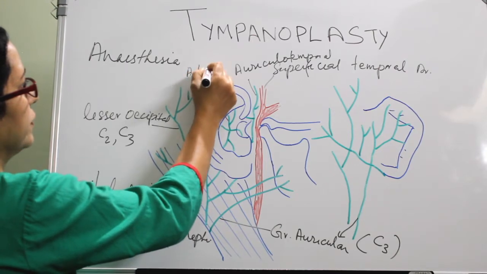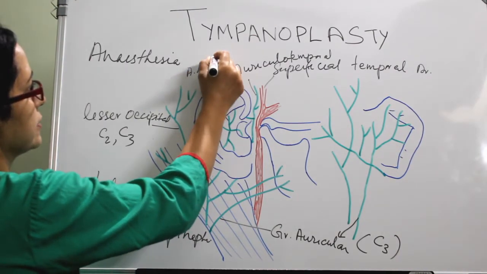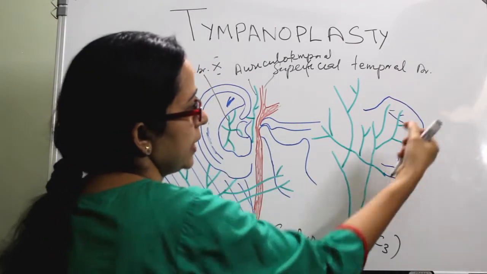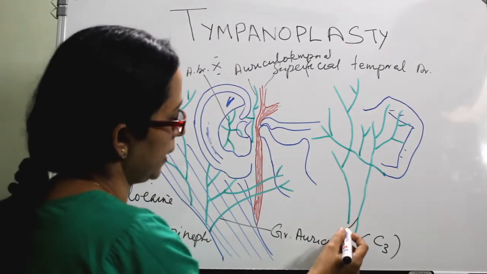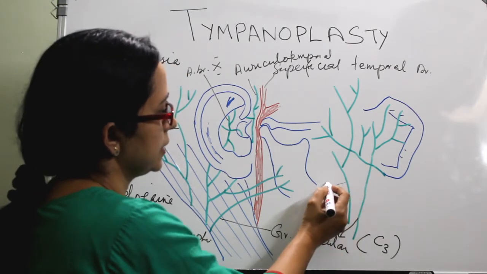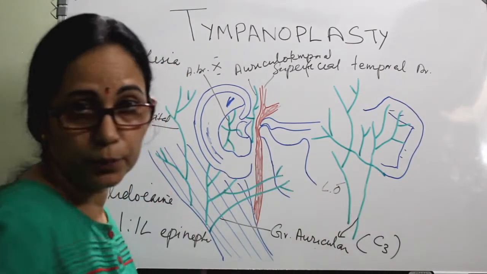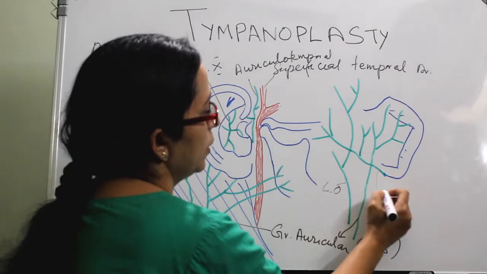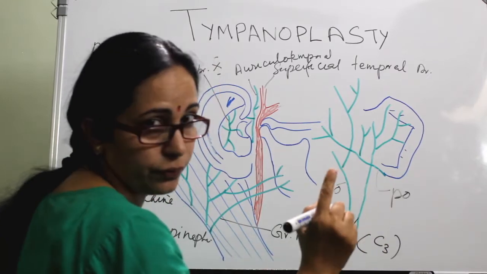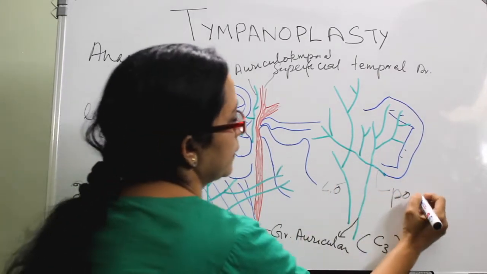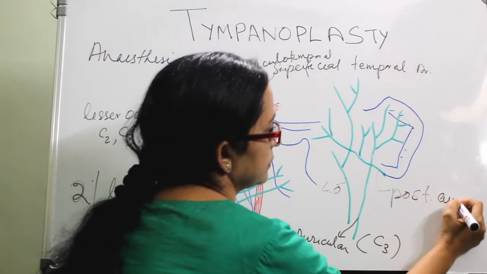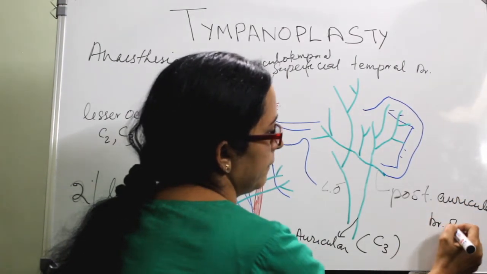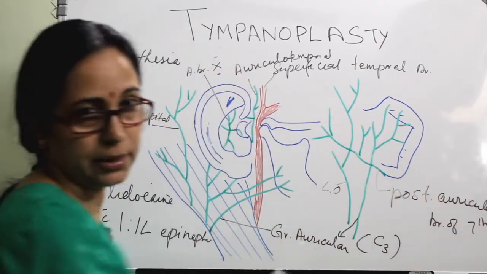Auricular branch of vagus. And the posterior aspect, this is this area. This is the posterior aspect supplied again by the greater auricular. This is the lesser occipital, and one more nerve is supplying the posterior part, that is the posterior auricular branch of the facial nerve. Okay. Branch of the 7th. So this is the nerve supply.